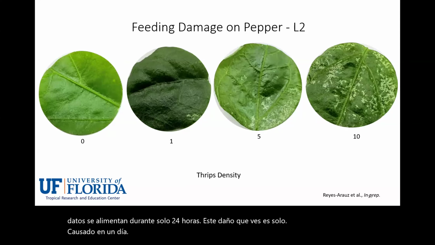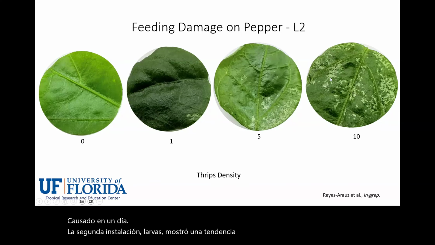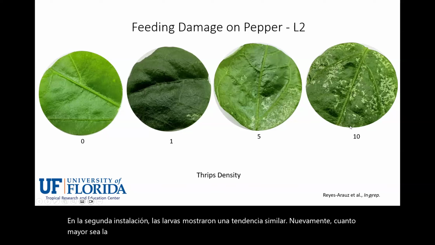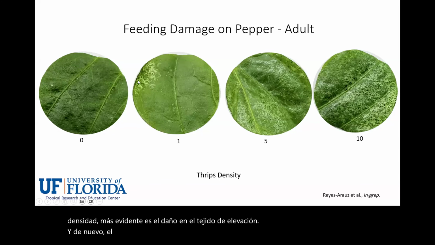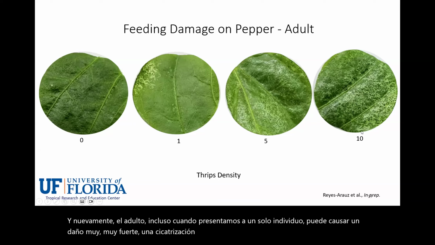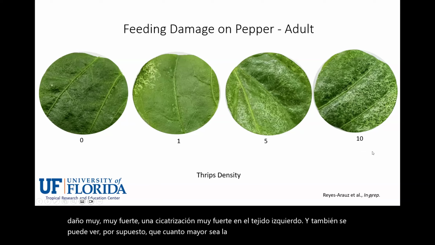The second instar larva showed a similar trend. Again, the higher the density, the more evident is the damage on the leaf tissue. And again, the adult, even when we introduce a single individual, can cause a very strong damage, a very strong scarring to the leaf tissue. And you can see also, of course, that the higher the density of the adult females on the leaf tissue, the higher also the observed damage.